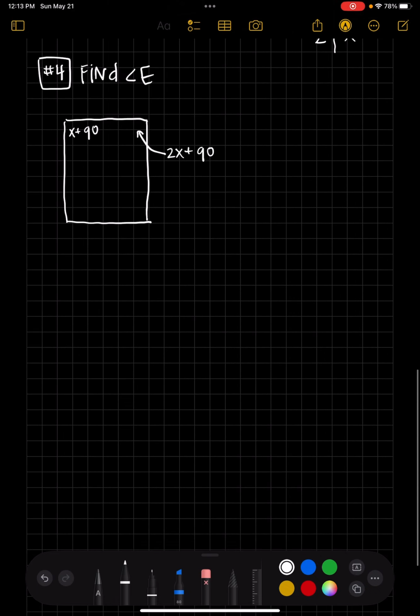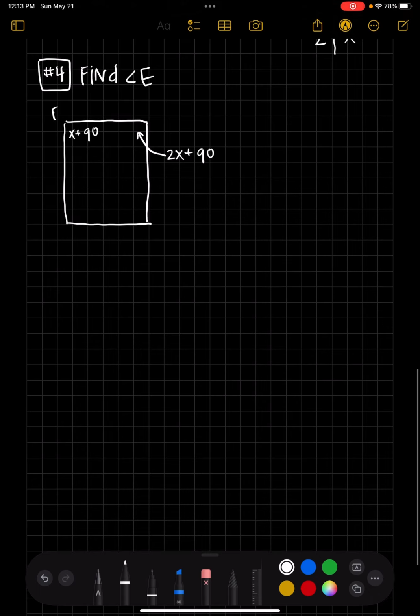All right, let's look at this last example. In this case, it's asking us to solve for angle E, and I didn't even write down what the angles were. So let me do that first. I'm sorry. So this is angle F, this is angle E, and then C and D. So we want to solve for angle E, but in order to do that, we have to solve for x first.